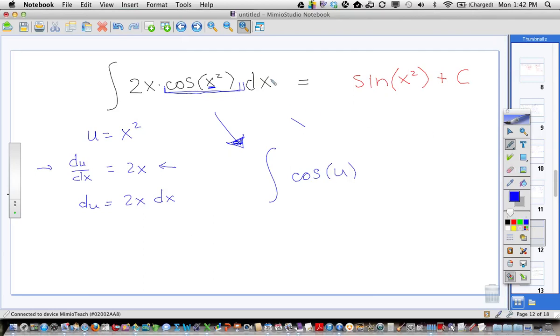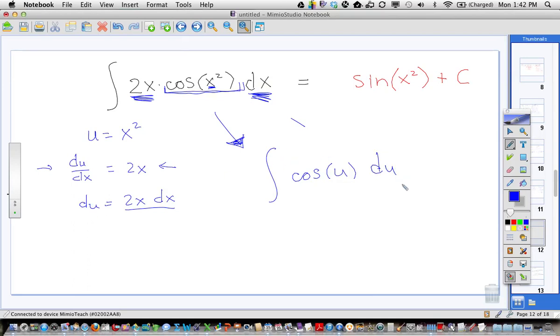Okay, so what I did is I took x squared out and put u in its place. Okay, now what do I have left? I have 2x dx left. Oh, 2x dx is the same as du.